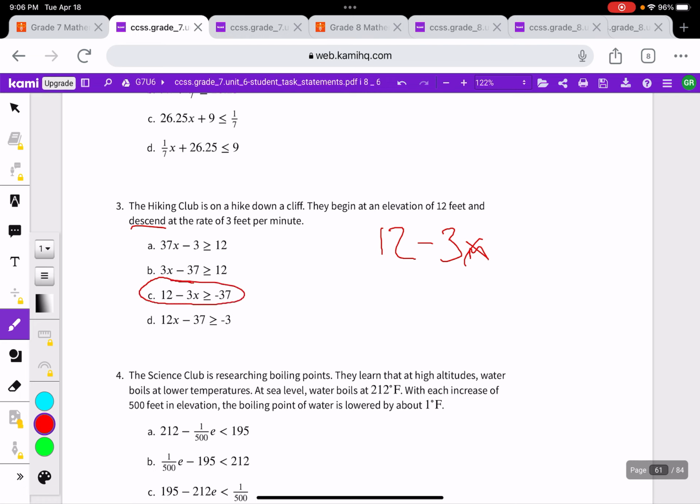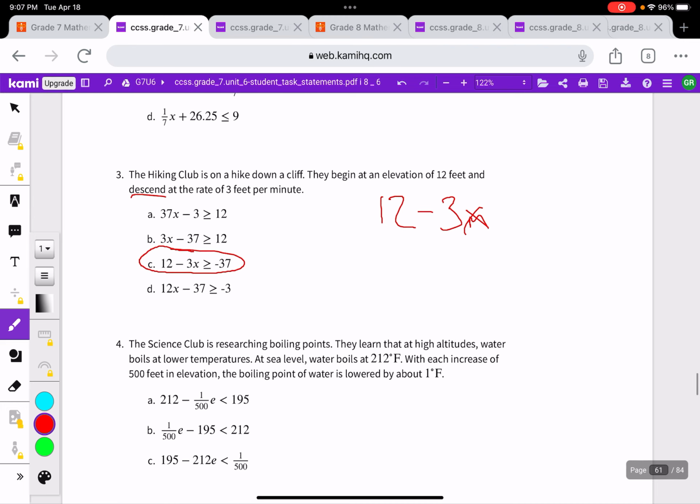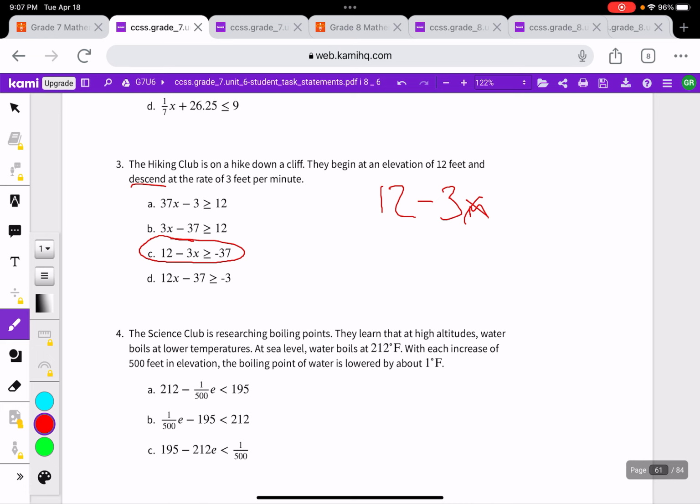I see a 12X. The first one doesn't quite make sense because I don't see the 37 times something. B could be, but I don't see the minus 37 anywhere. And it says they're starting at 12 and then going down, so we have to start. And then the last one, D, doesn't really make sense because that 12, it's not 12 times something. So I'm pretty sure we got C there.